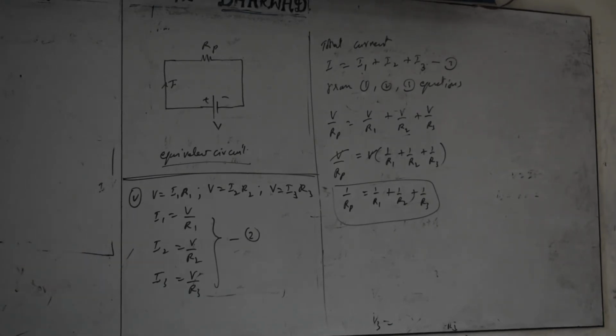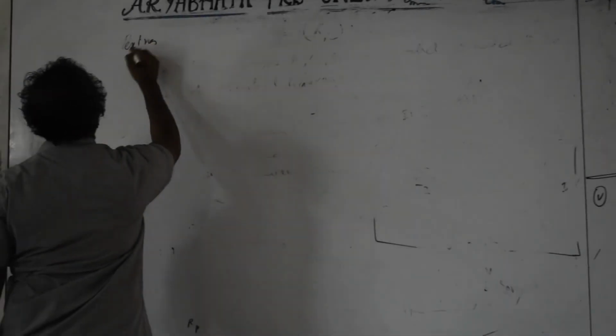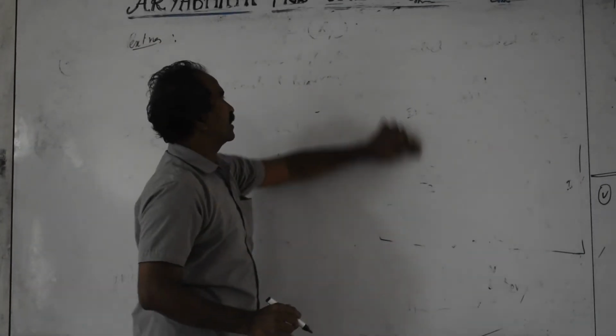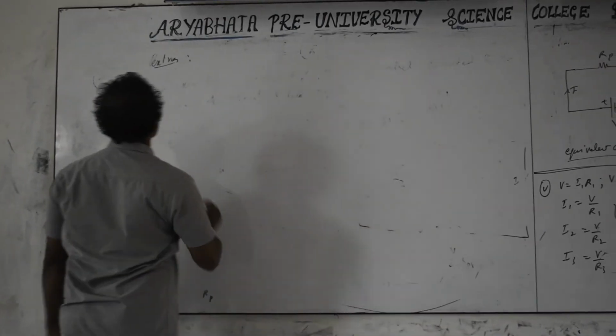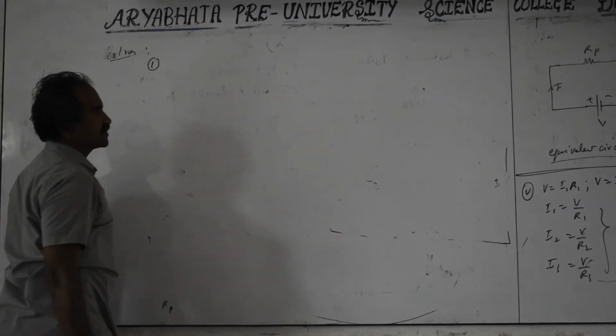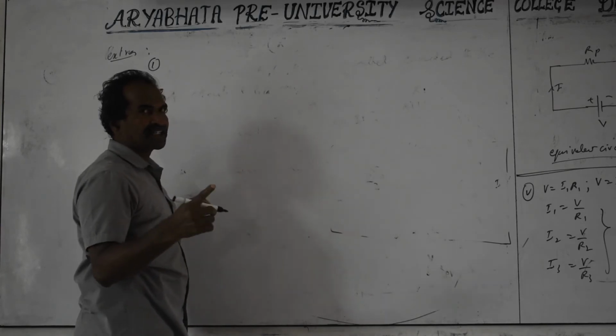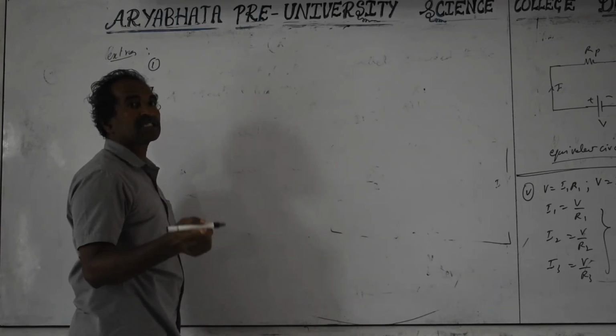Next we will discuss extra points under this: parallel resistors. Resistance decreases in a parallel combination. In a series combination it is addition only, so it increases. But in a parallel combination, resistance decreases.